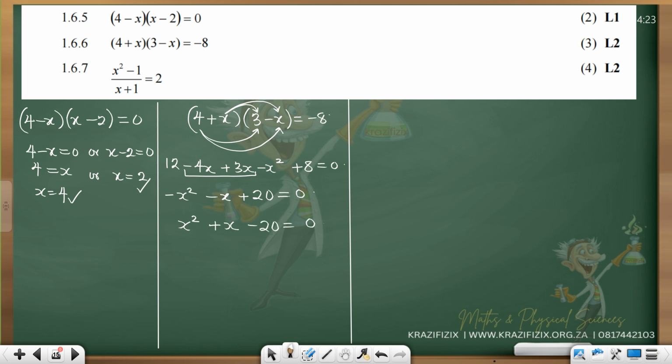All right. Lovely. Factors of 20. Easy. You did this already, so 5 and 4. I want a positive one, so positive 5 minus 4. X plus 5 equals to 0, or x minus 4 equals to 0. X equals to negative 5, or x equals to 4.